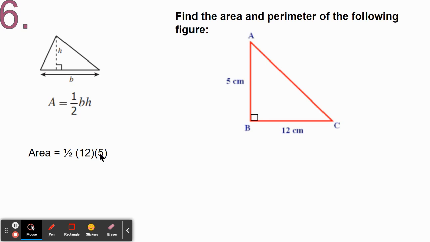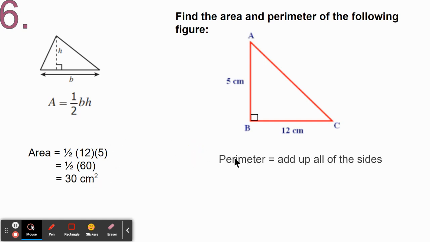12 times 5. And you can put this entire thing into your calculator. I like to do it in pieces, but I did 12 times 5, which is 60, and then took half of 60, which is 30. So the area of this triangle is 30 centimeters squared. Okay, now we need the perimeter.